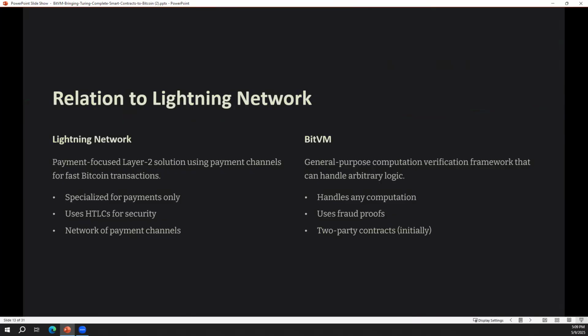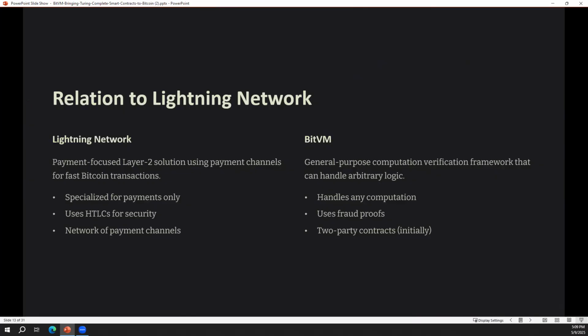So we have BitVM's relation to the Lightning Network. The Lightning Network is a well-established Bitcoin layer 2 for fast payments using hash time lock contracts, HTLCs, and channels. BitVM shares some conceptual similarity with Lightning. Both use off-chain transactions and pre-signed on-chain transactions for enforcement. In fact, BitVM can be seen as a generalization. Lightning is specifically about payments between parties, whereas BitVM could handle arbitrary state updates and logic between parties.